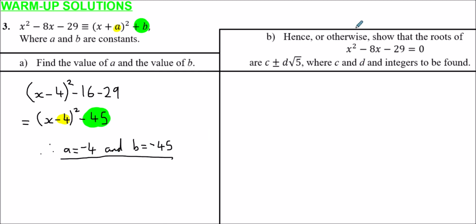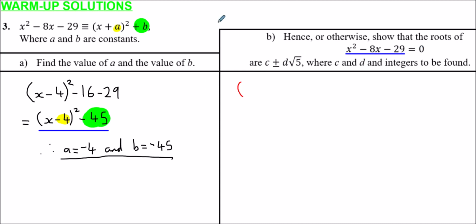For part b, it says hence or otherwise show that the roots of this equation here are c plus or minus d root 5, where c and d are integers to be found. So what we've done here for part a is we've rewritten this in this form. And the clue here, it says hence or otherwise. So otherwise means you don't have to, but hence means part A can help you. So using part A, we can solve part B. And so instead of using this form here, equals 0, what we can do is use this completed square form.